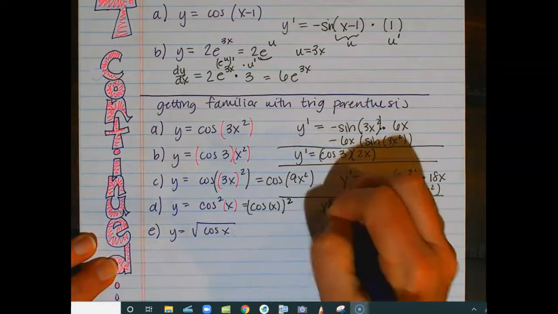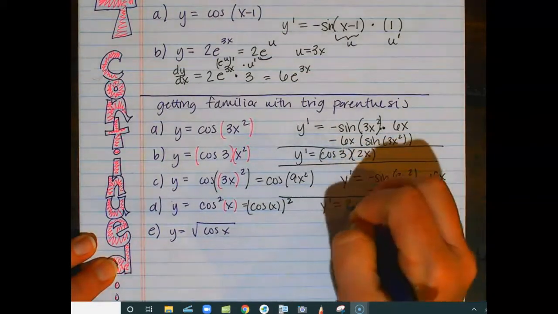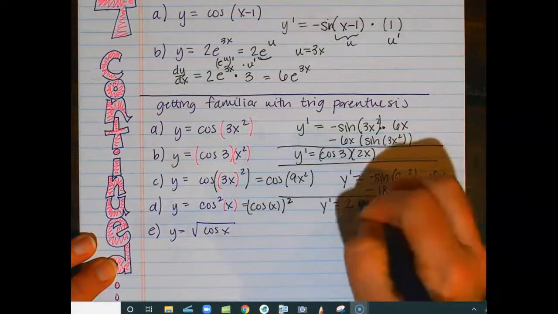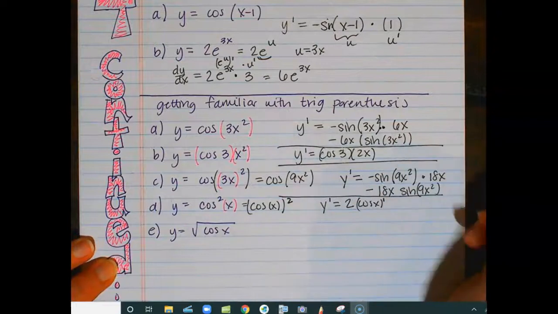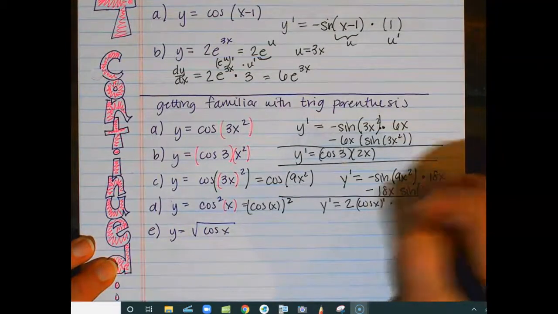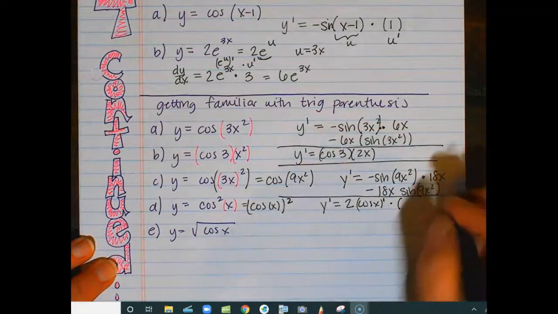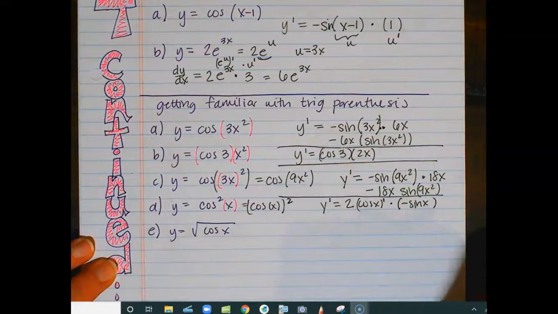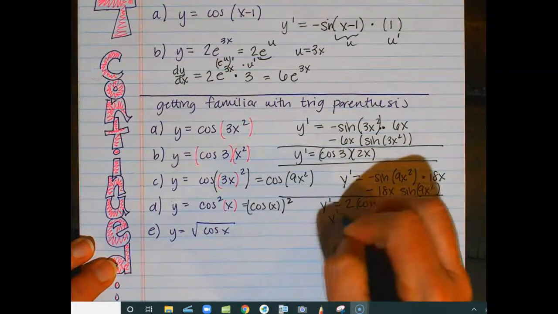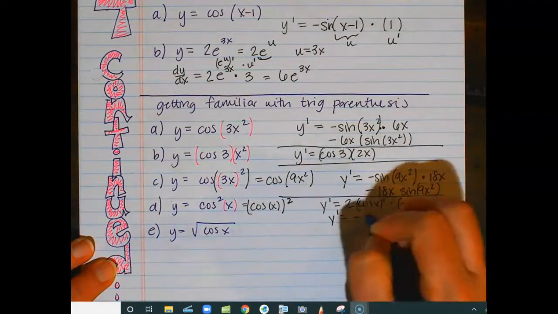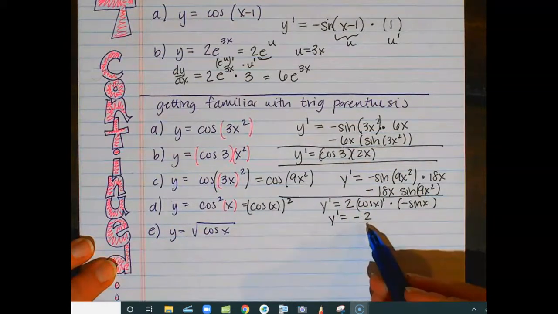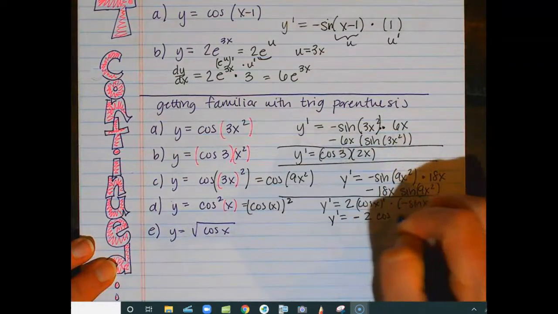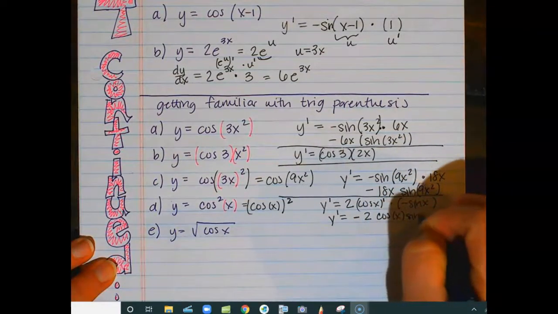So y prime is equal to 2, keep the baby, cosine of x, to the first power, because we reduce, times derivative of cosine of x, so negative sine of x. So the derivative y prime is equal to negative 2, negative 1 times 2, negative 2, and then cosine times sine. Cosine of x, sine of x.